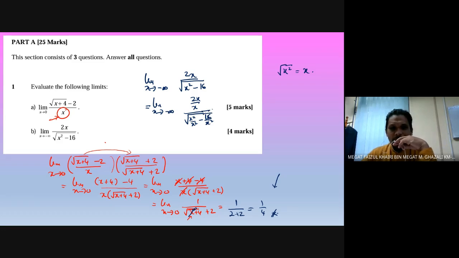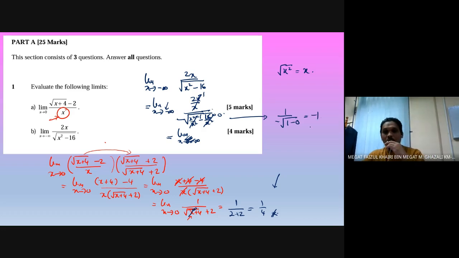Okay, so now because we have a sign of negative infinity here, we come up with the sign of negative here. So the limit of x approaching negative infinity: x divided by x equals 1, x squared divided by x squared equals 1, and 16 divided by x squared equals 0. So from here we come up with 1 divided by negative square root of 1 minus 0, which is equal to negative 1.